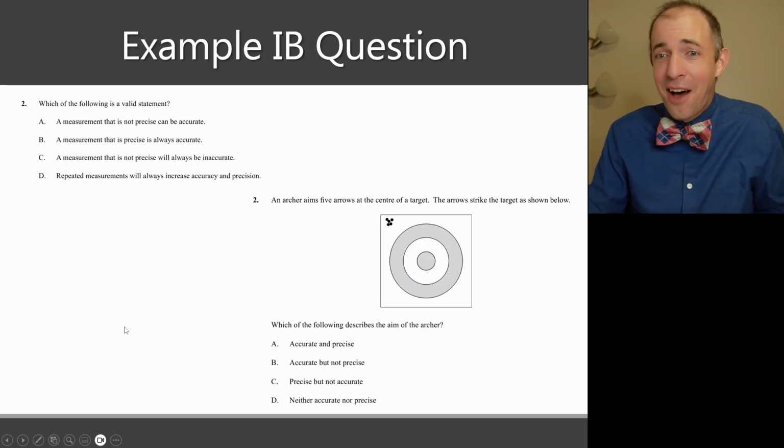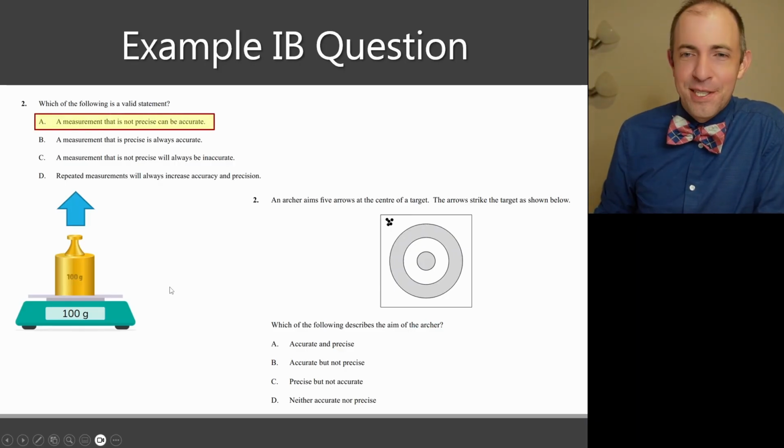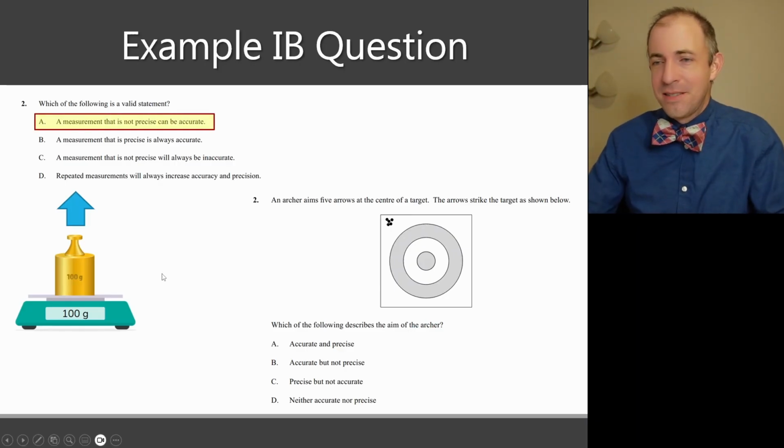Now, of these, we saw an example of one of them. We saw this one where it measured exactly 100 grams. That was accurate, but it was not precise. So, of these, A is our best answer.